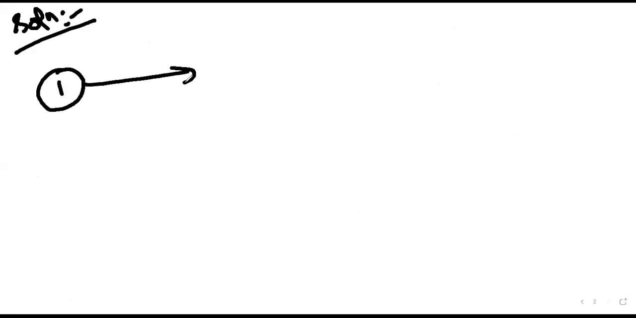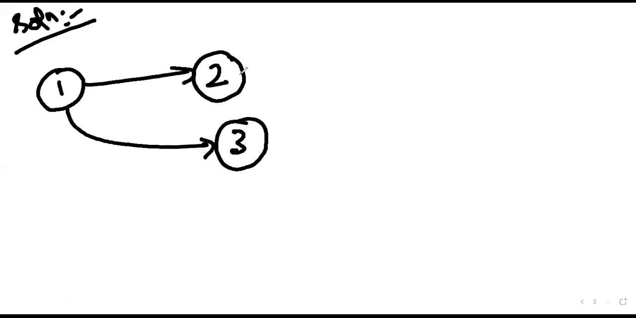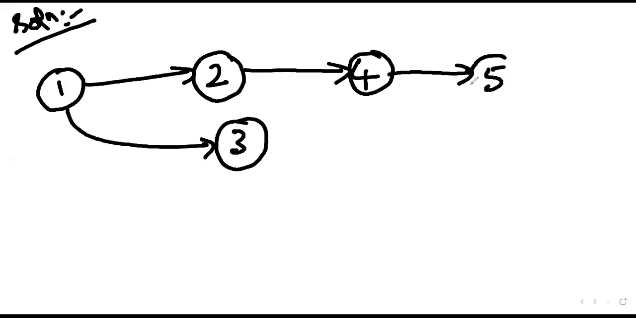What is the first activity? 1-2. What about the next activity? 1-3. 2-4. It's right. 4-5 and 3-5. Correct. Any more activities are there?